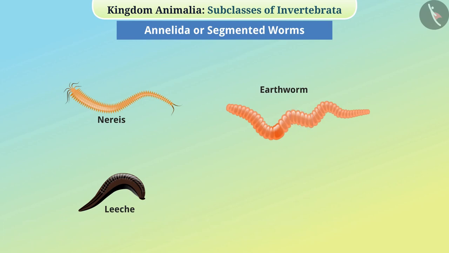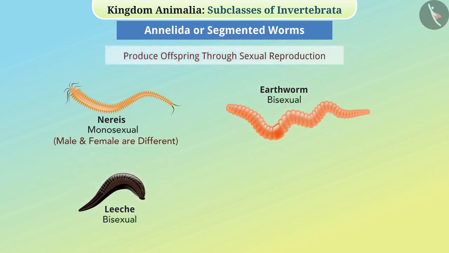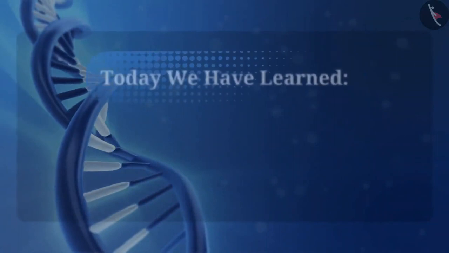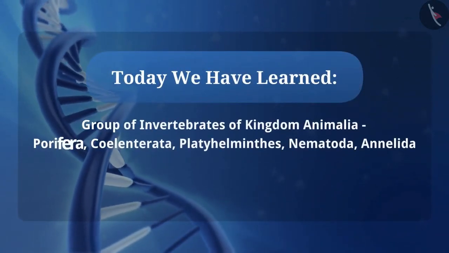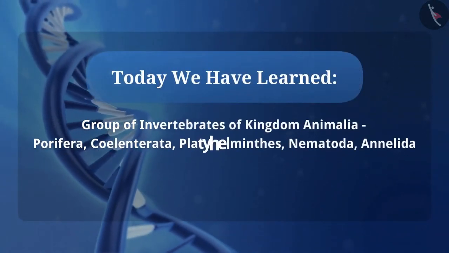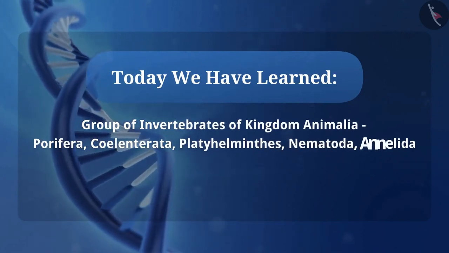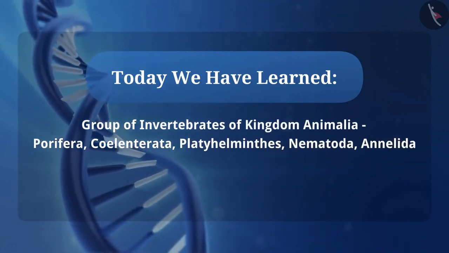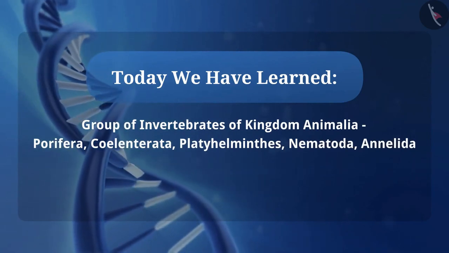Among them, some animals like nereis are monosexual, that is, male and female are different, and some animals like earthworm and leech are bisexual. They produce offspring through sexual reproduction. Today we have learned about Porifera, Cnidaria, Platyhelminthes, Nematoda, Annelida, groups of invertebrates of kingdom Animalia.